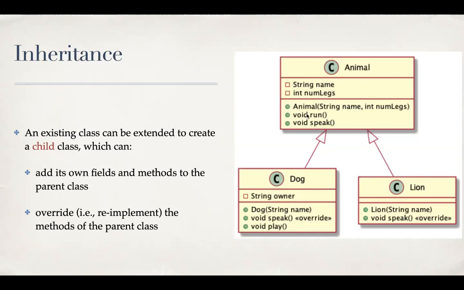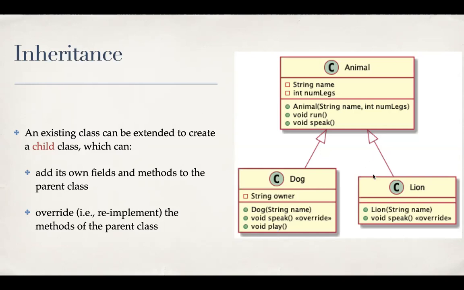Here is the animal class that we already saw. It has the two fields, one for name, string name, and an integer num legs, the constructor, of course, and then a run and a speak method. We'll create a dog class which inherits all of that, adds a field named owner, and overrides the speak method and adds a method called play. You play with your dogs, right?